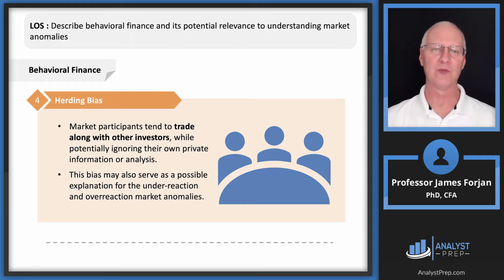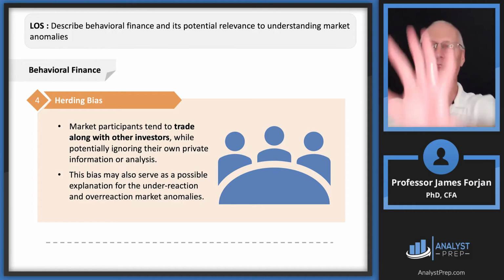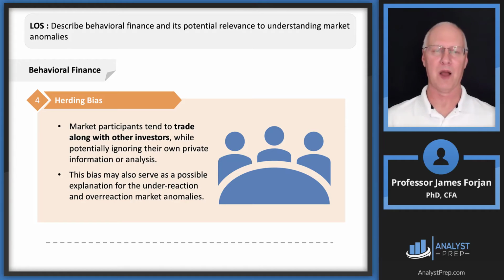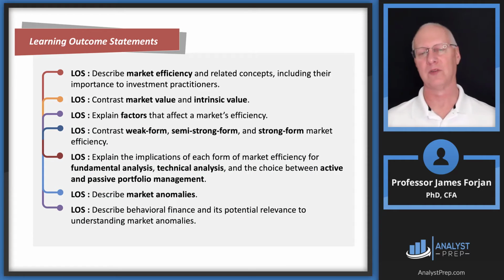And so this was really an example of short-term herding. When everyone was doing one thing, the price was going up, and then everybody was doing another thing, and the price was going down. So herding is probably relevant. However, I'm not quite sure how you can generate abnormal returns based on herding, but let's just hold off on that for a second. So that takes us through all of these learning outcome statements.